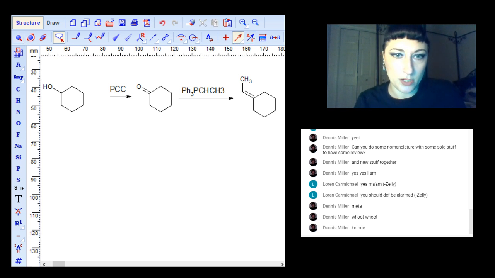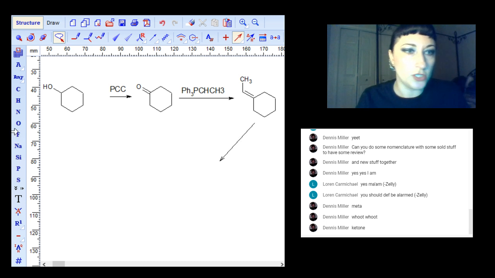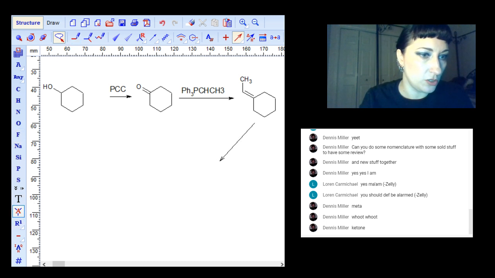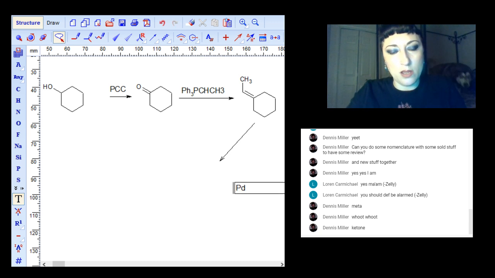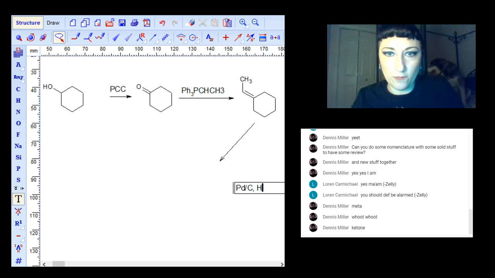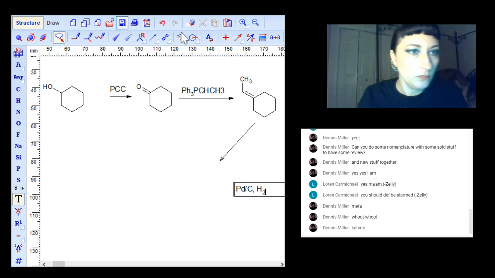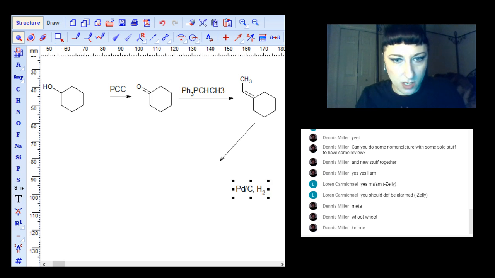And then it would be a pretty simple hydrogenation reaction, and you could use your pick of hydrogenation reactions. Palladium on carbon with hydrogen gas would be the first one I would think of. And there you go.